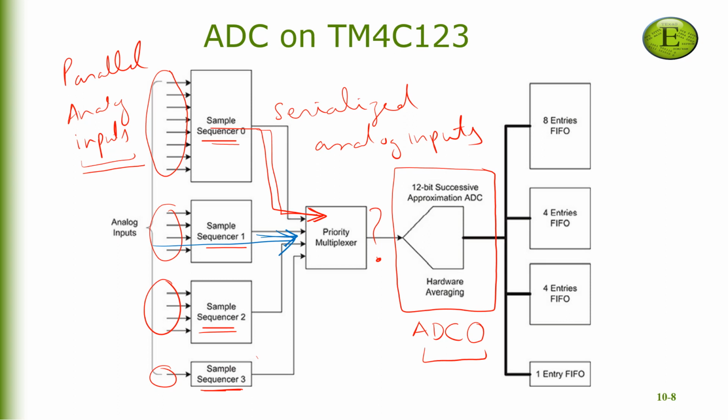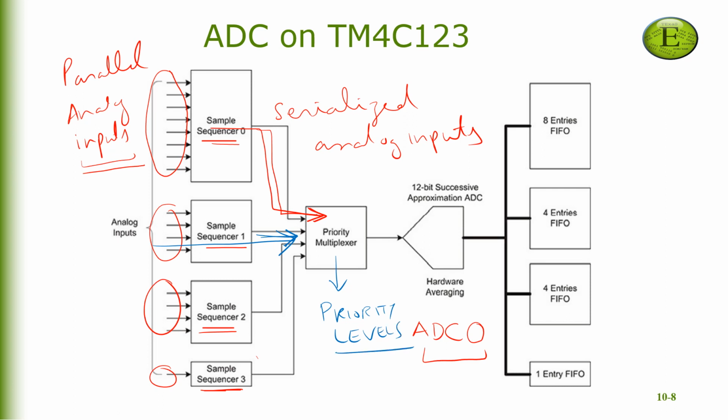Well, that's where the priority multiplexer becomes handy. This priority multiplexer will decide whether it should be the sequencer 0 output forwarded to the ADC, or the sequencer 1 output forwarded to the ADC. And therefore we can set the priority levels. It's very similar to the priority levels for the interrupt sources that we described in the previous lecture. Depending on the priority level, the output of the sample sequencer with the higher priority will be forwarded to the ADC.